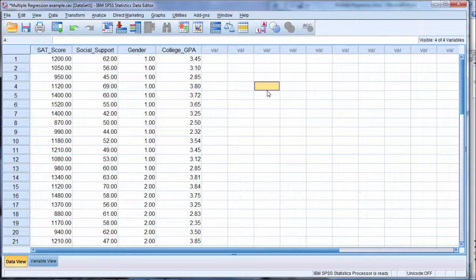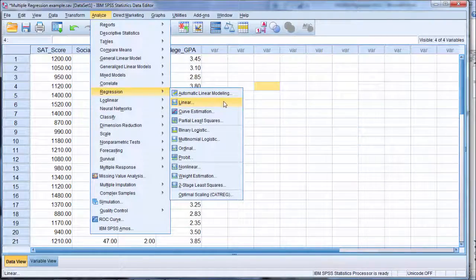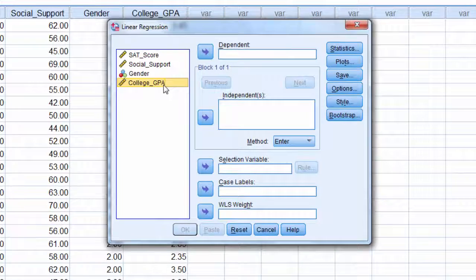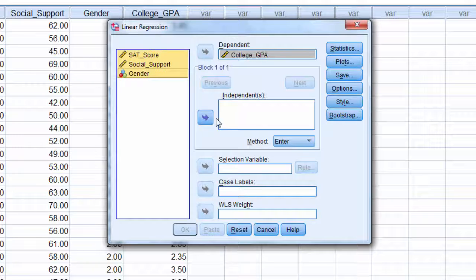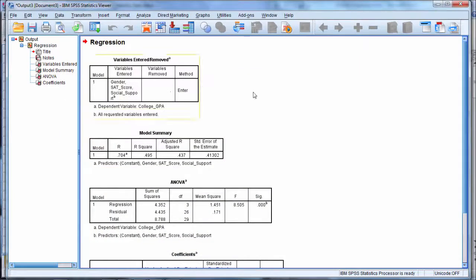Okay, so to run a multiple regression in SPSS, we want to go to Analyze, then Regression, and then go ahead and select Linear. Here we want to move college GPA to our dependent box. Then we want to select all the predictors and move those to our independent box. Then go ahead and click OK. And our output opens here.